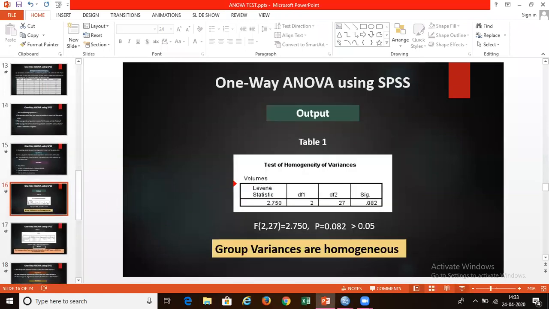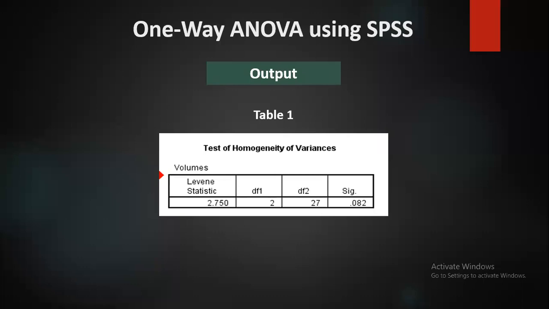Now, you can see we have the table called the test of homogeneity of variances. It gives the Levene statistic. The Levene statistic explains the homogeneity of variances in your sample. Here, how is this statistic specified? It depends on DF1 and DF2.